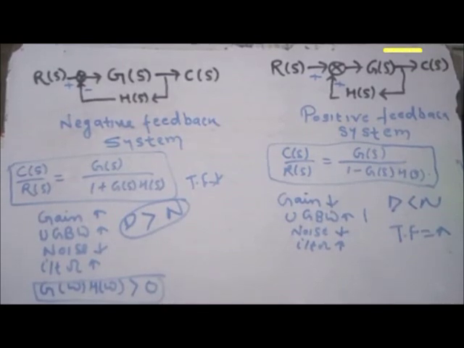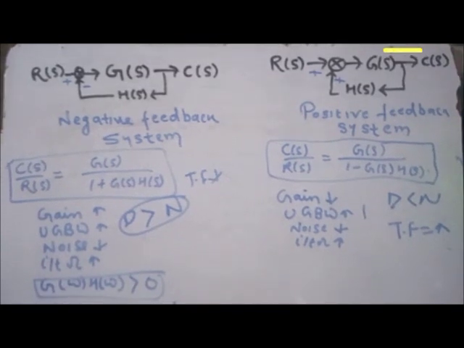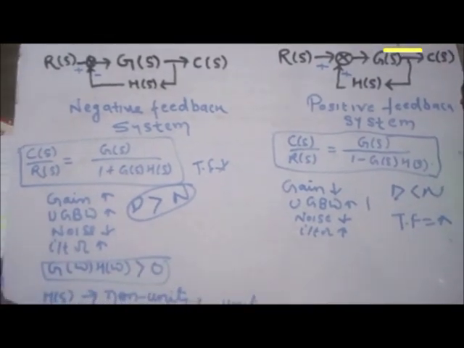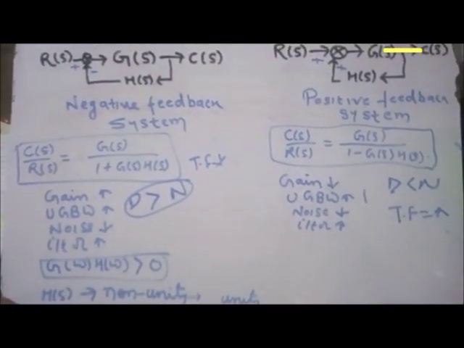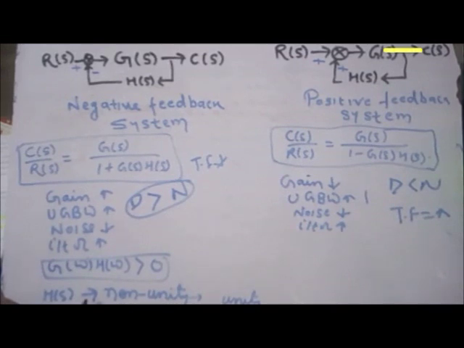And how we will convert, we'll see. That means G(s) / (1 + G(s)H(s)) should be greater than 0. If it is greater than 0, obviously then it is this condition of the negative feedback system.